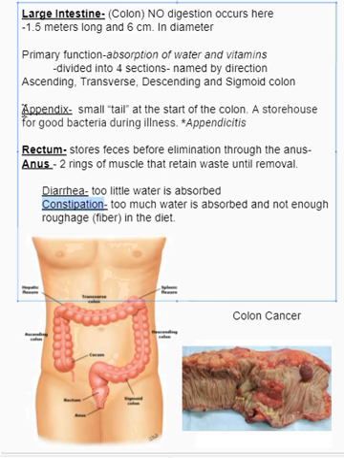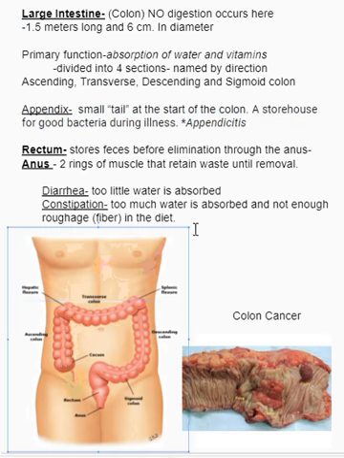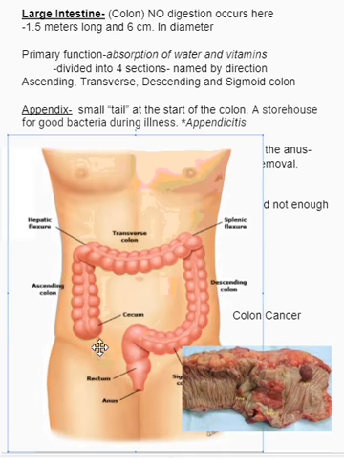There is a condition that is important to know about, and that's appendicitis. Appendicitis is an infection that occurs in the appendix, and the appendix is right at the start of the large intestine. It's this little flap or tail that resides here.